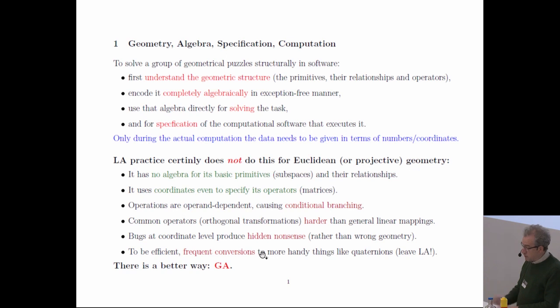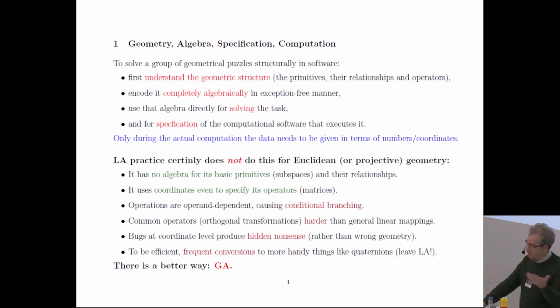And then when you really start doing it, you have seen this morning that the standard way is reverting to quaternions or biquaternions. So actually you leave your linear algebra because it wasn't good enough. This is not how it needs to be. We really want something like the first part. We want an algebra that can do geometry, only geometry, all of geometry, and it can be used both to state the problem, to solve the problem, and to implement the problem.